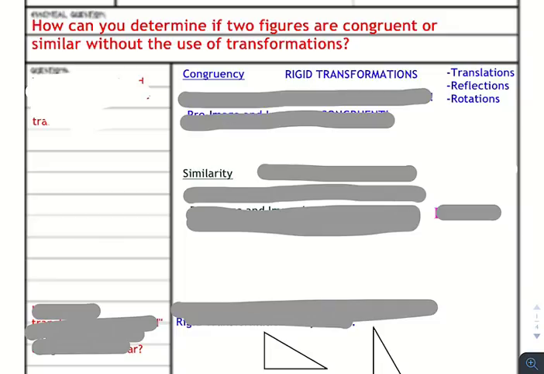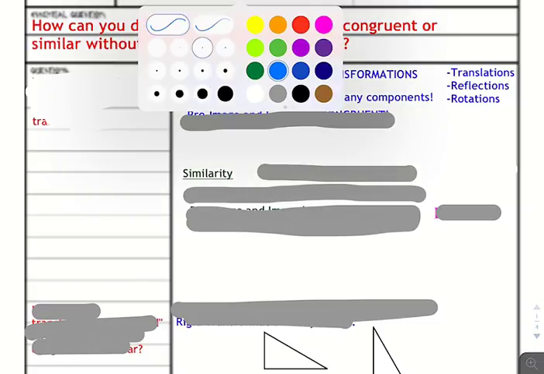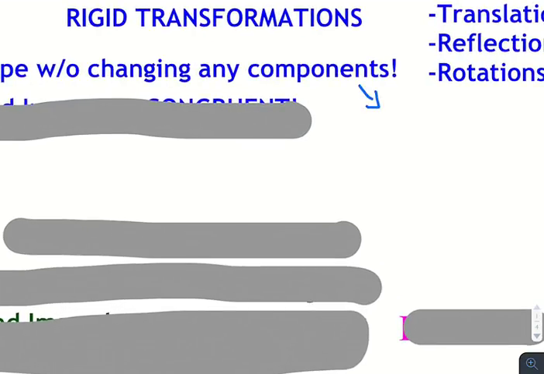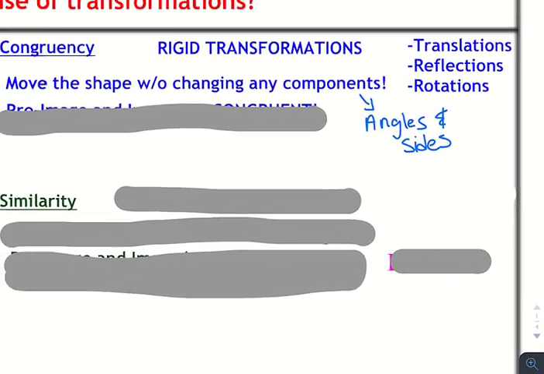This is a complete list of rigid transformations, and keep in mind we call it rigid because they can move the shape without changing the components. Now, for clarity's sake, when I talk about components, I'm talking specifically about the components of the shape. In this case, we're talking about both angles, and we're also talking about sides. And so don't get confused by the terminology. Components just refers to the pieces of the shape, in this case angles and sides.